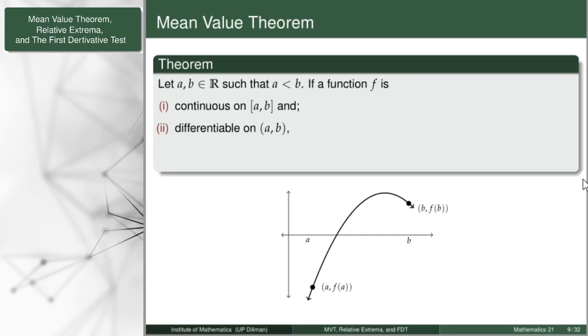So unlike Rolle's theorem, where we still have the third condition that the evaluation of f at a and at b are both 0, the mean value theorem is much simpler because it only needs continuity on the closed interval and differentiability on the open interval. The conclusion will be as follows. There will exist a c in (a, b) such that the derivative of f at c is equal to f of b minus f of a over b minus a.